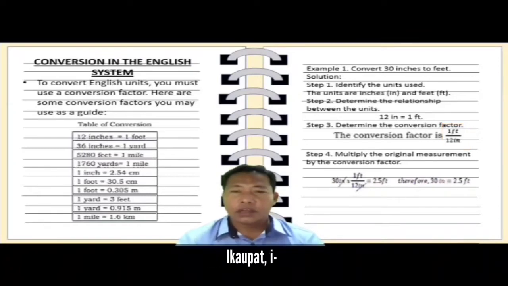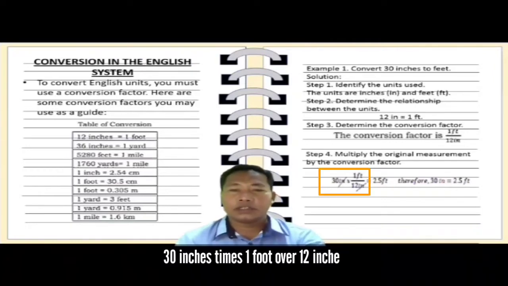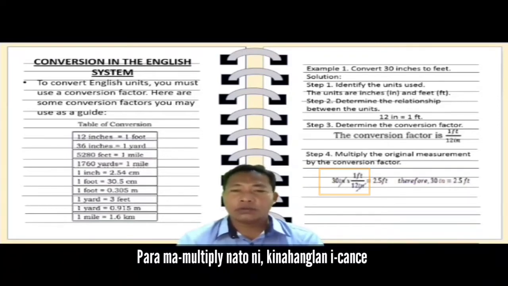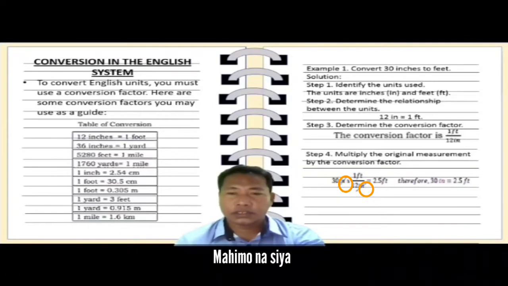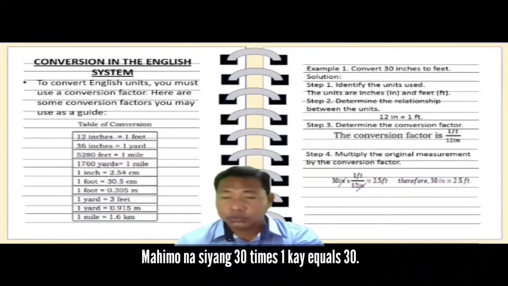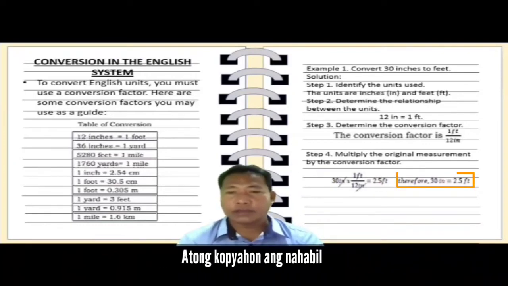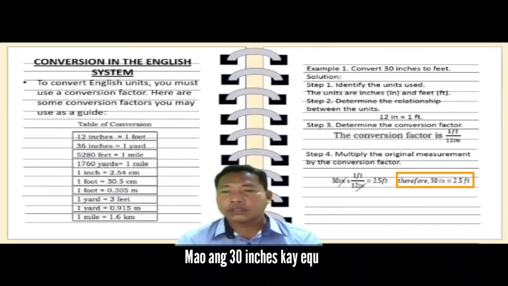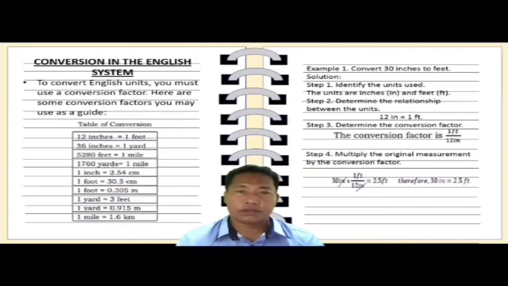Okay. Now, step 4, we're going to multiply the original measurement by the conversion factor. Now, what is the original? 30 inches times 1 foot over 12 inches. Now, to multiply this one, we're going to cancel inches. Then 30 times 1 is equals to 30. Divided by 12 is equals to 2.5 feet. Therefore, 30 inches is equals to 2.5 feet. Follow? Okay, good.